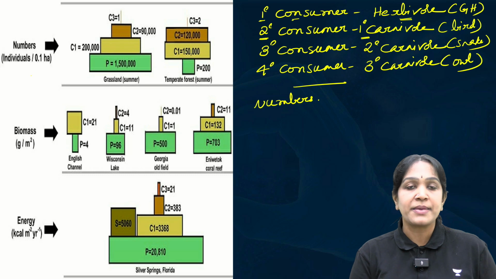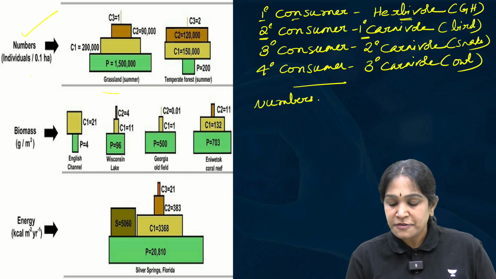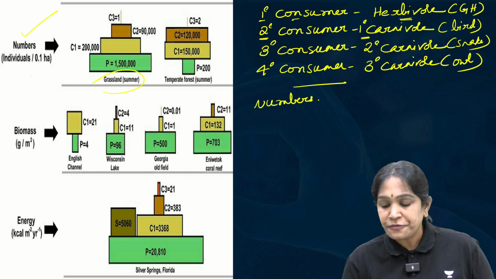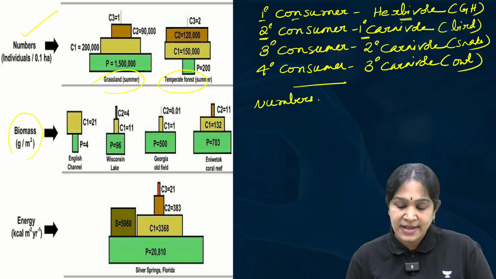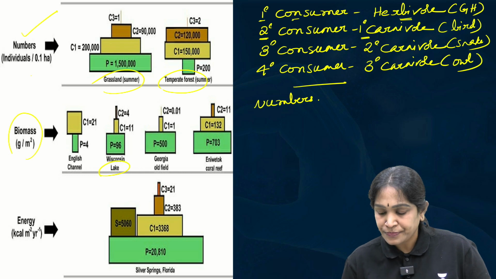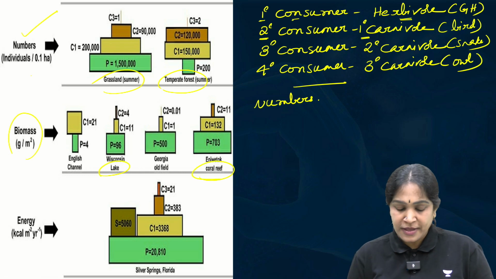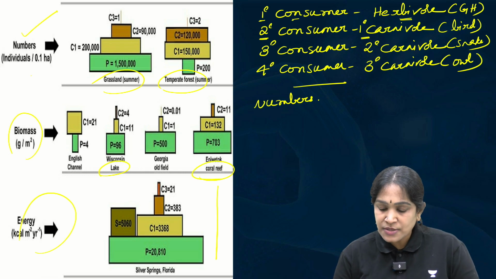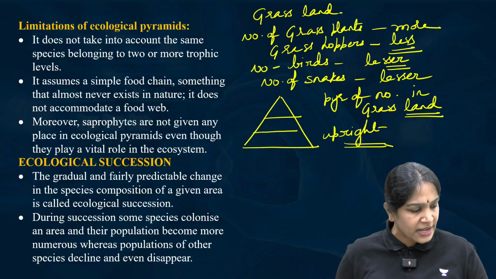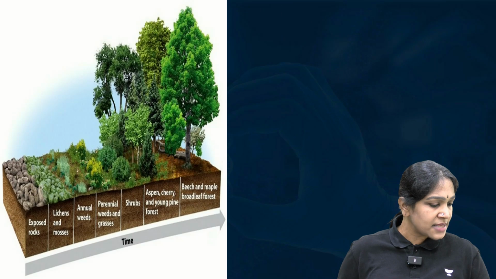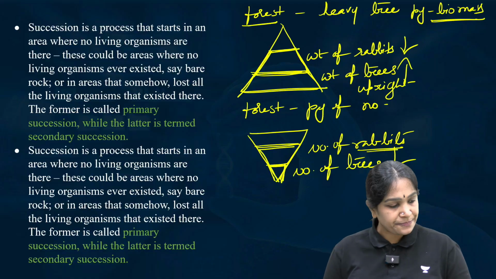So here are some examples: pyramid of numbers for grassland, pyramid of numbers for temperate forest, pyramid of biomass for a lake, and for a coral reef. Pyramid of energy is always upright. We need not give an example. Any example you take, it is upright. That is about the ecological pyramids.